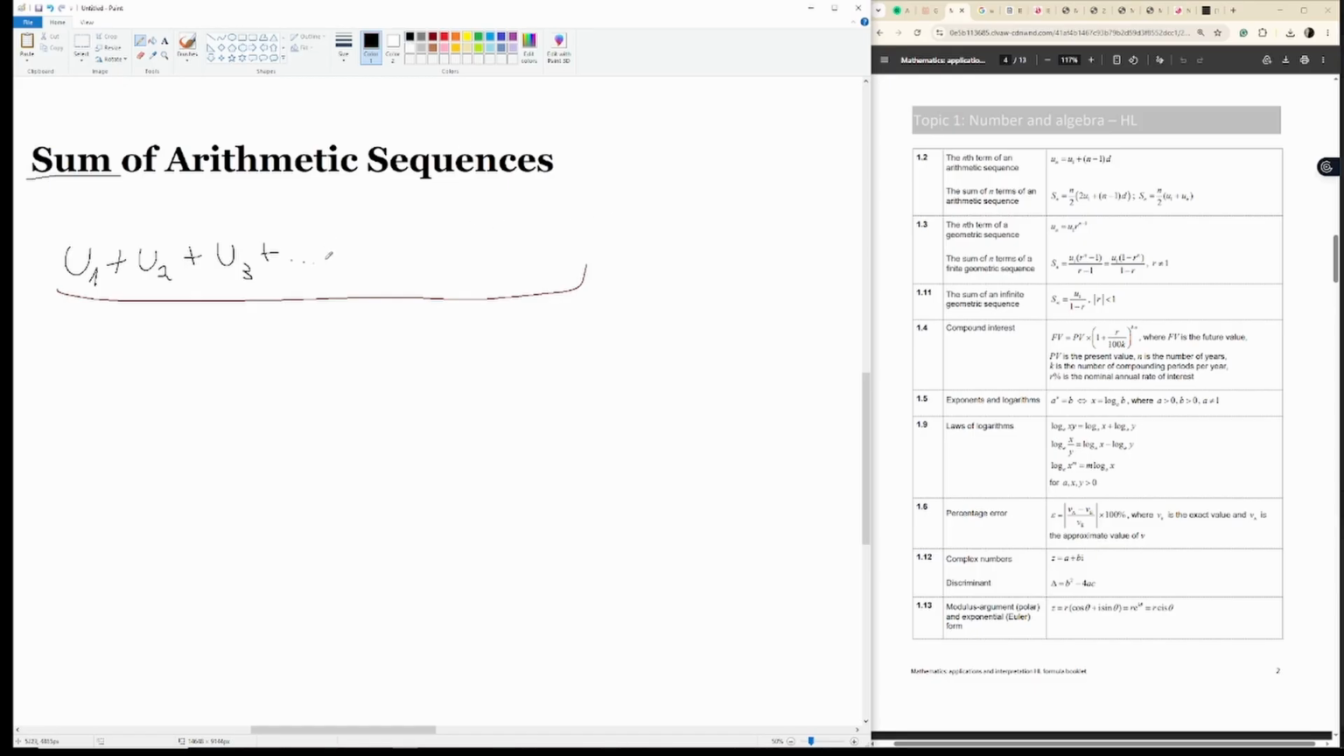So let's start with the first one. The first one is relatively shorter and simpler, and it's just Sn, which is the sum of arithmetic sequences, equals n divided by 2 times (u1 plus un). And in this case, it's understandable, as we already talked about this, that u1 is the first term and un in this case is the last term.